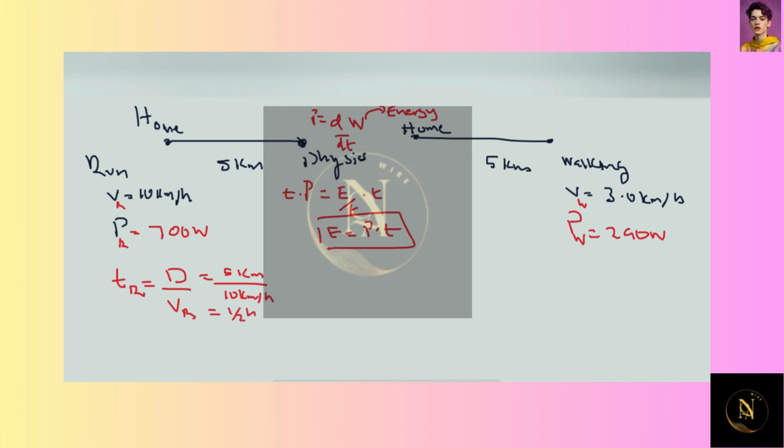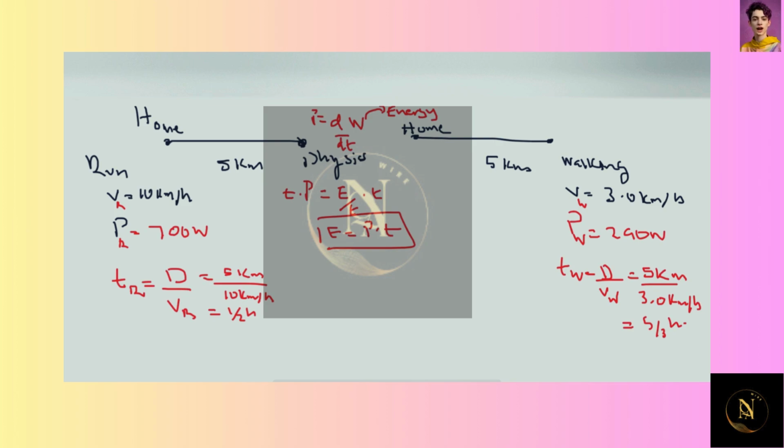When you're walking, it's a little bit different. The time taken when you're walking is still the total distance over the velocity when walking. Total distance doesn't change. From your home to the physics lab, it's 5 kilometers. Then you divide that by the velocity, which is 3.0 kilometers per hour, and you get 5 thirds hours. Now we have the time.